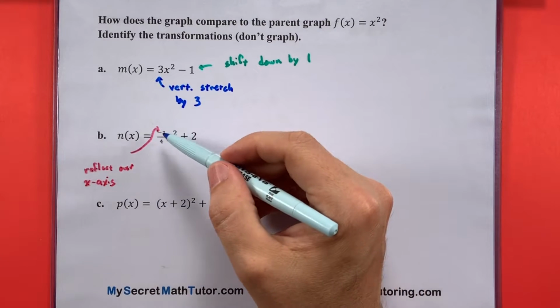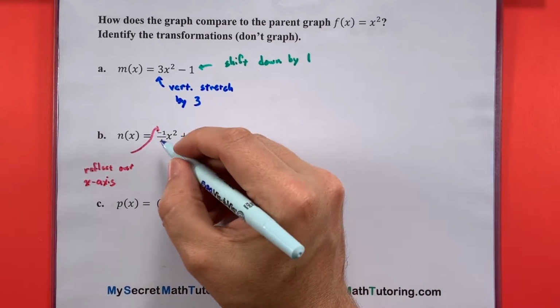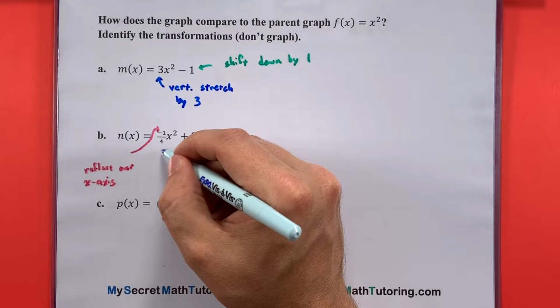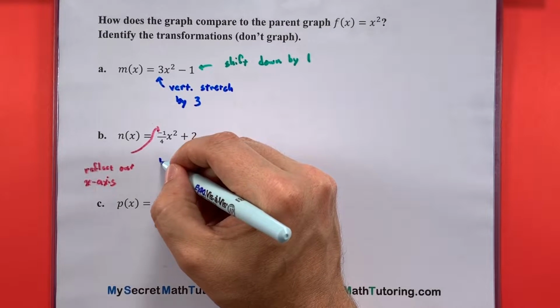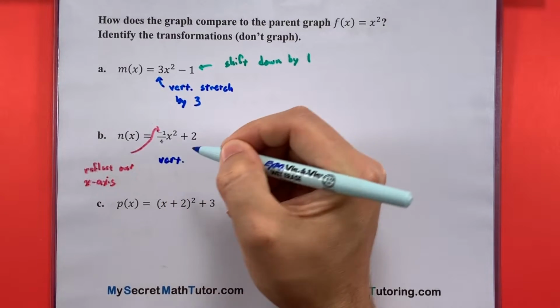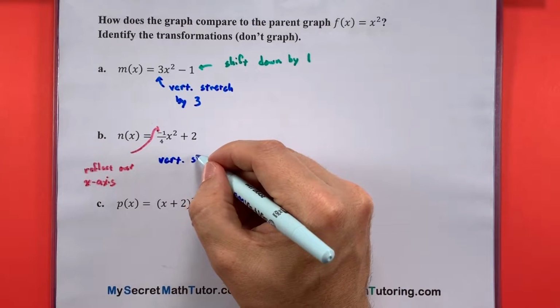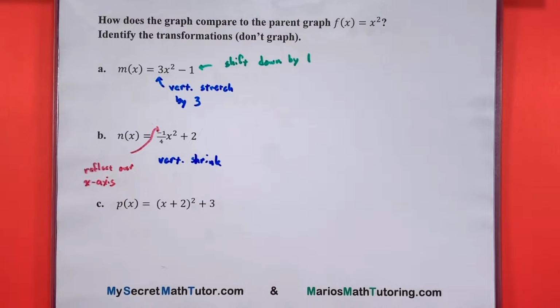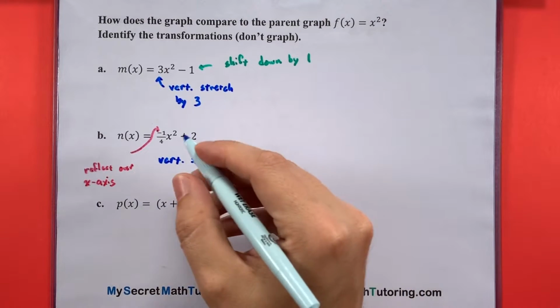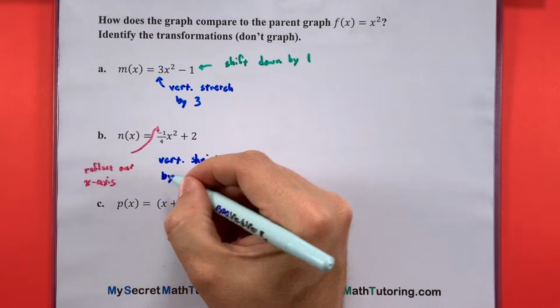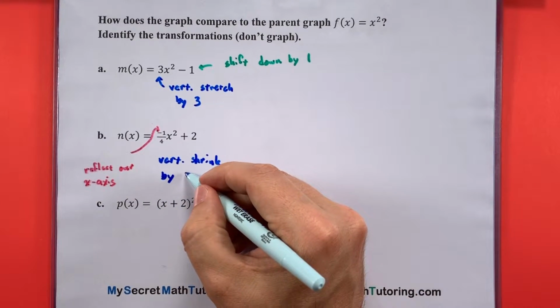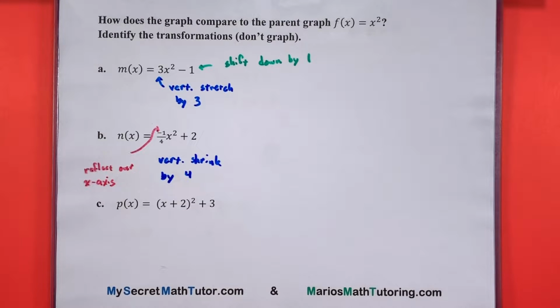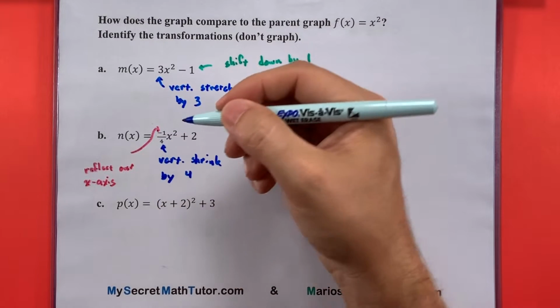Now the 1/4 has a very similar behavior to what the 3 did before. It's going to do a stretching or shrinking in the vertical direction. So I will call this a vertical shrink, and the reason why I'm calling it a shrink rather than a stretch is because it is a number between 0 and 1. So that kind of shrinks it in the vertical direction. How much does it shrink it by? You could say it shrinks it by a factor of 4, since it is a 1/4. And that'll work out just fine. So that's for the 1/4 part.